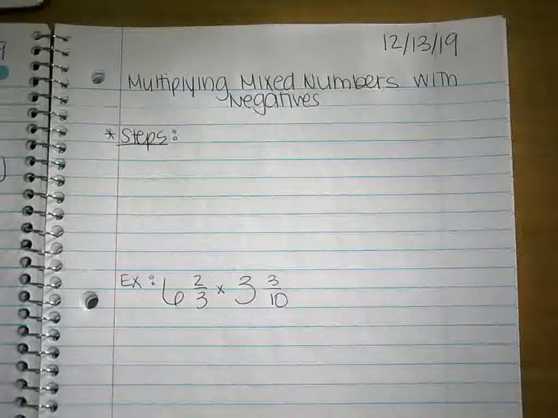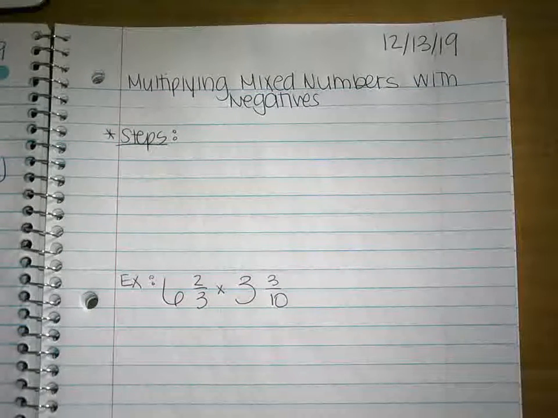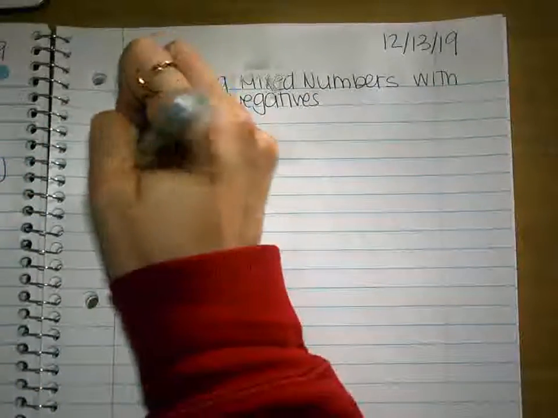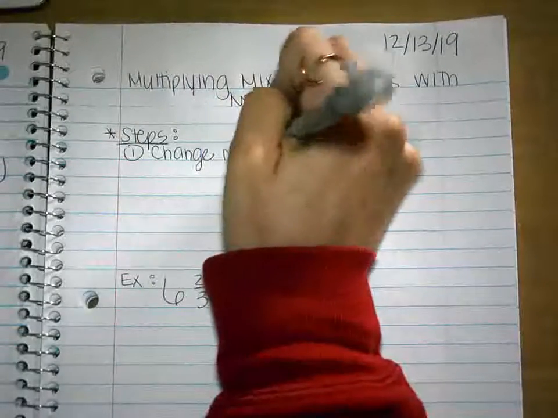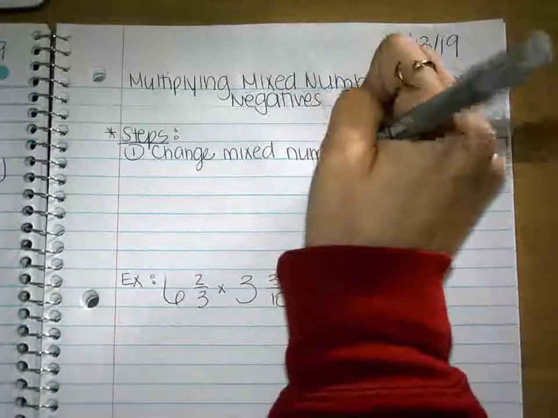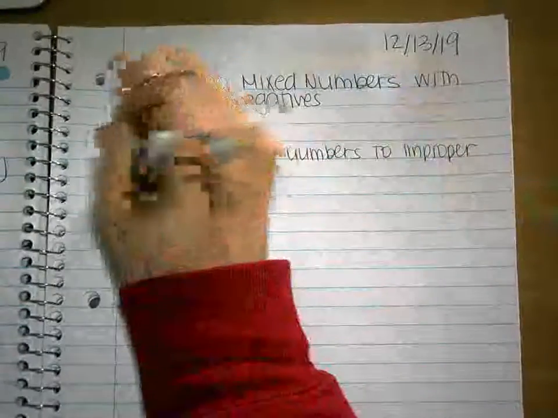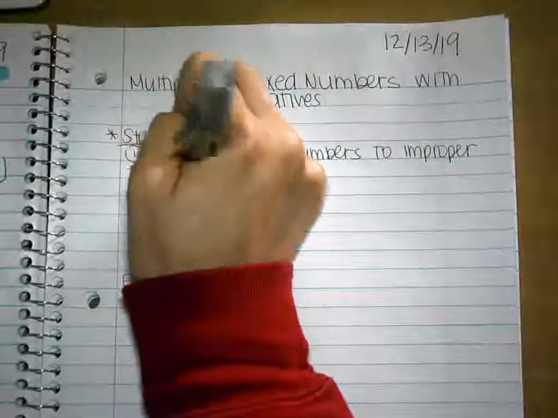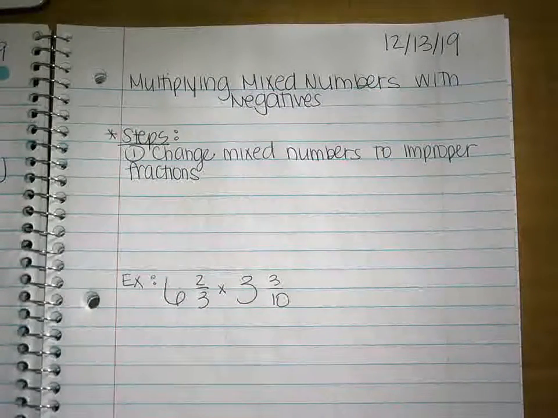Aubrey? Make it an improper fraction? I have to make it an improper fraction. I cannot multiply whole numbers and fractions together and get the same answer. It will not work. So step number 1 is to change mixed numbers to improper fractions. There's nothing you can do about it. You have to do it. You will not get the same answer unless you're lucky. So let's do that step.